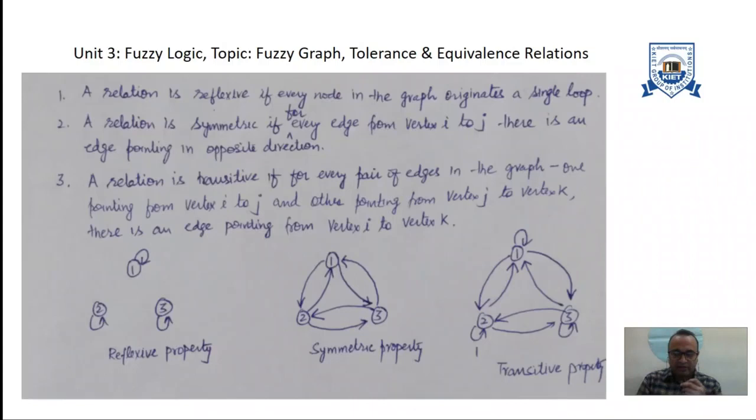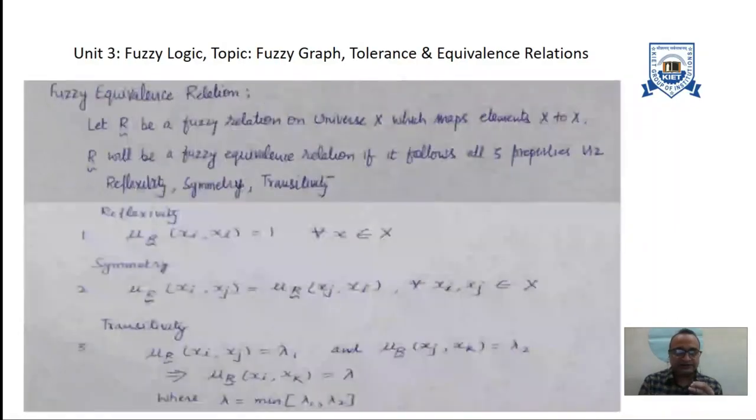If all the properties are held by the graph, then that fuzzy graph, which is basically a binary relation, is known as the equivalence relation. Clear? So it should be clear now that binary relation and fuzzy graph are the same thing. I have discussed the three different properties with the help of the fuzzy graph. It means these three properties have been satisfied by the binary relation, so that binary relation will be known as the equivalence relation.